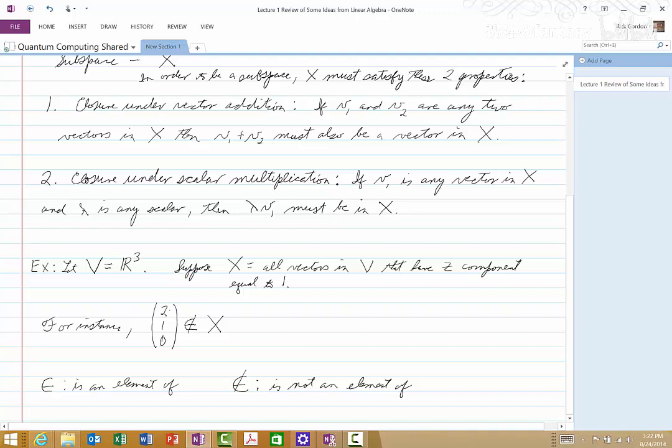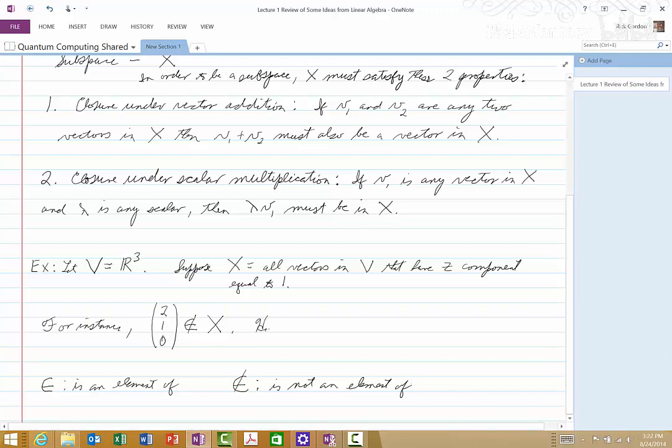So coming back up here to our example where I say that (2, 1, 0) is not an element of X, I'm understanding the first component to be the X component of the vector. The X component of this vector is 2. The Y component is 1. And the Z component is 0. But remember that X is the set of all vectors in V, that is R3, that have Z component equal to 1. Here the Z component is equal to 0, so this vector is not in X.